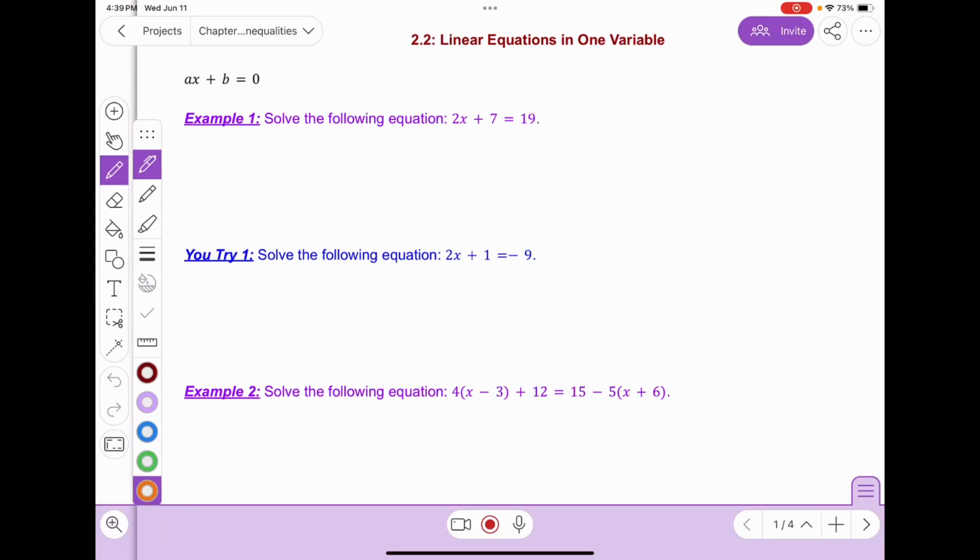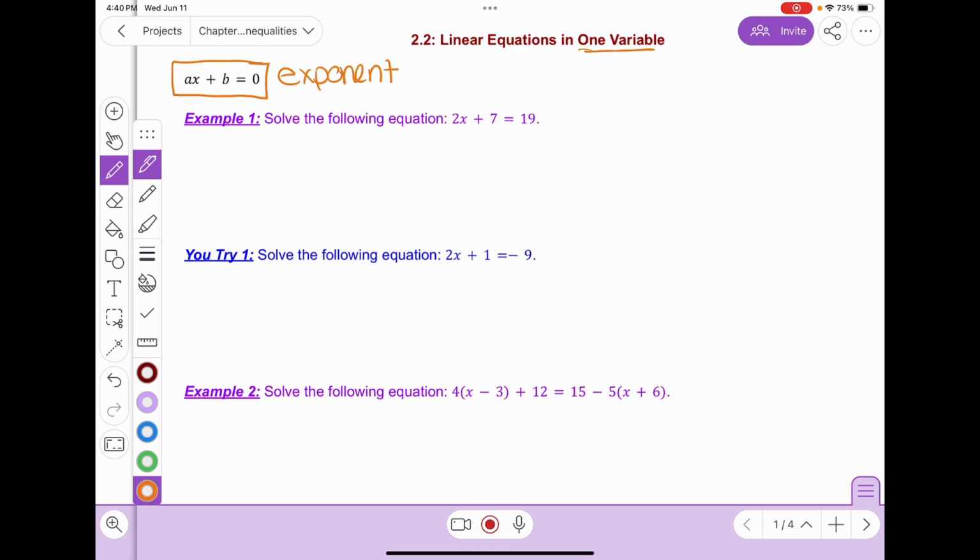Okay, so in 2.2, we're looking at linear equations in one variable. So we're still with linear, as in the highest exponent is 1. But now, instead of having y and x, they're just going to look like this. So really, we're just dealing with equations that just have x. For example, here, we're solving 2x plus 7 equals 19. It's linear because the x doesn't have an exponent, and it's one variable because the only letter is x.